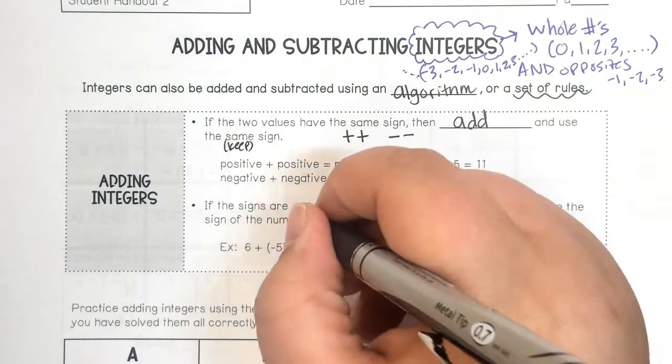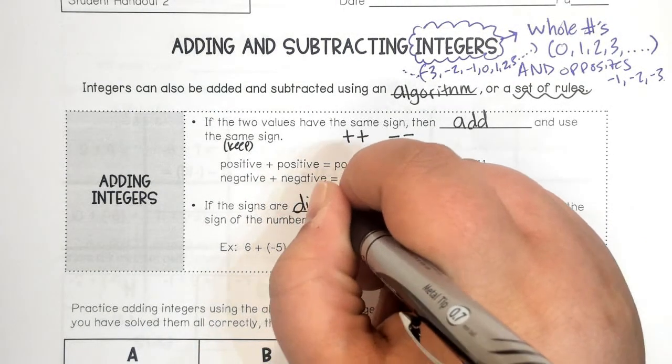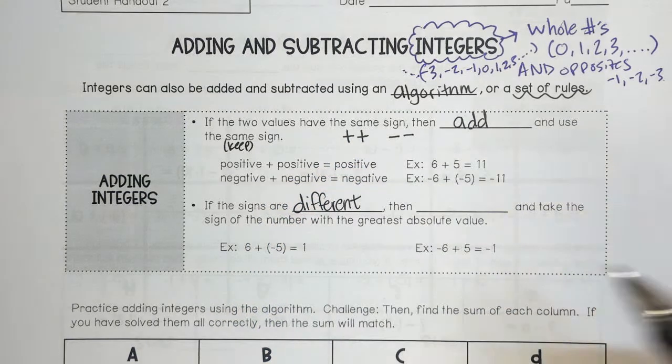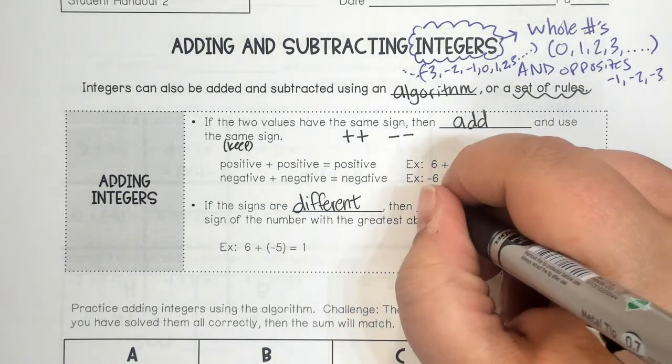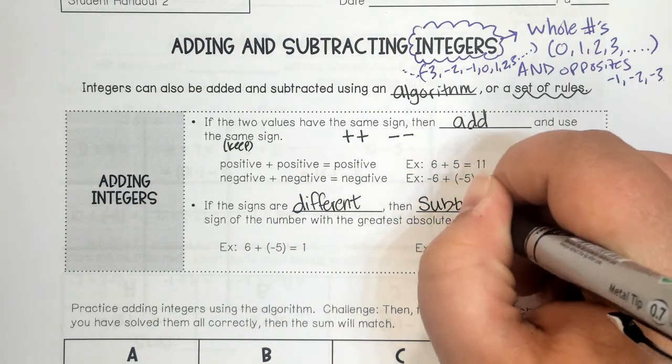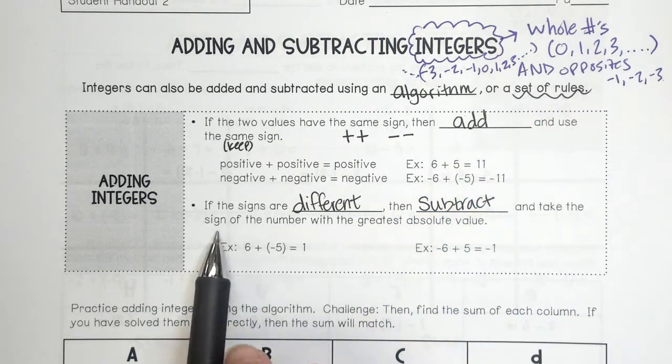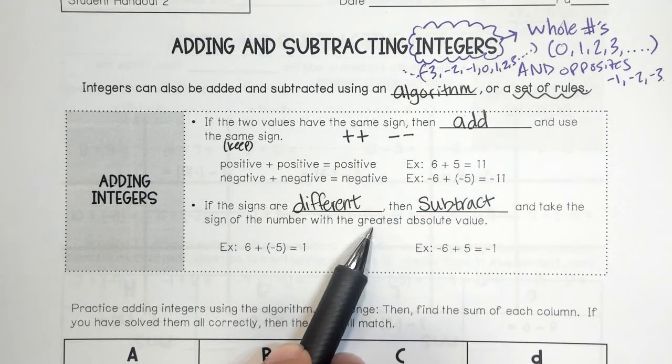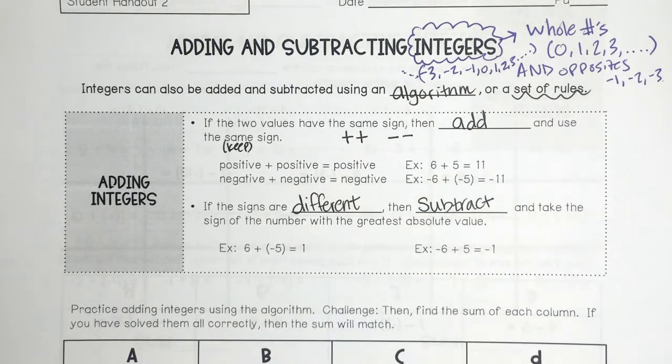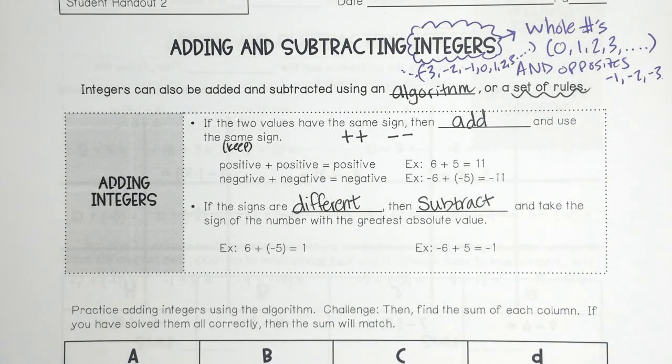If the signs are different though, then we're going to subtract and take the sign of the number that has the greatest absolute value. So if positives and negatives weren't there, then which number is the largest? So which number is farthest from 0?